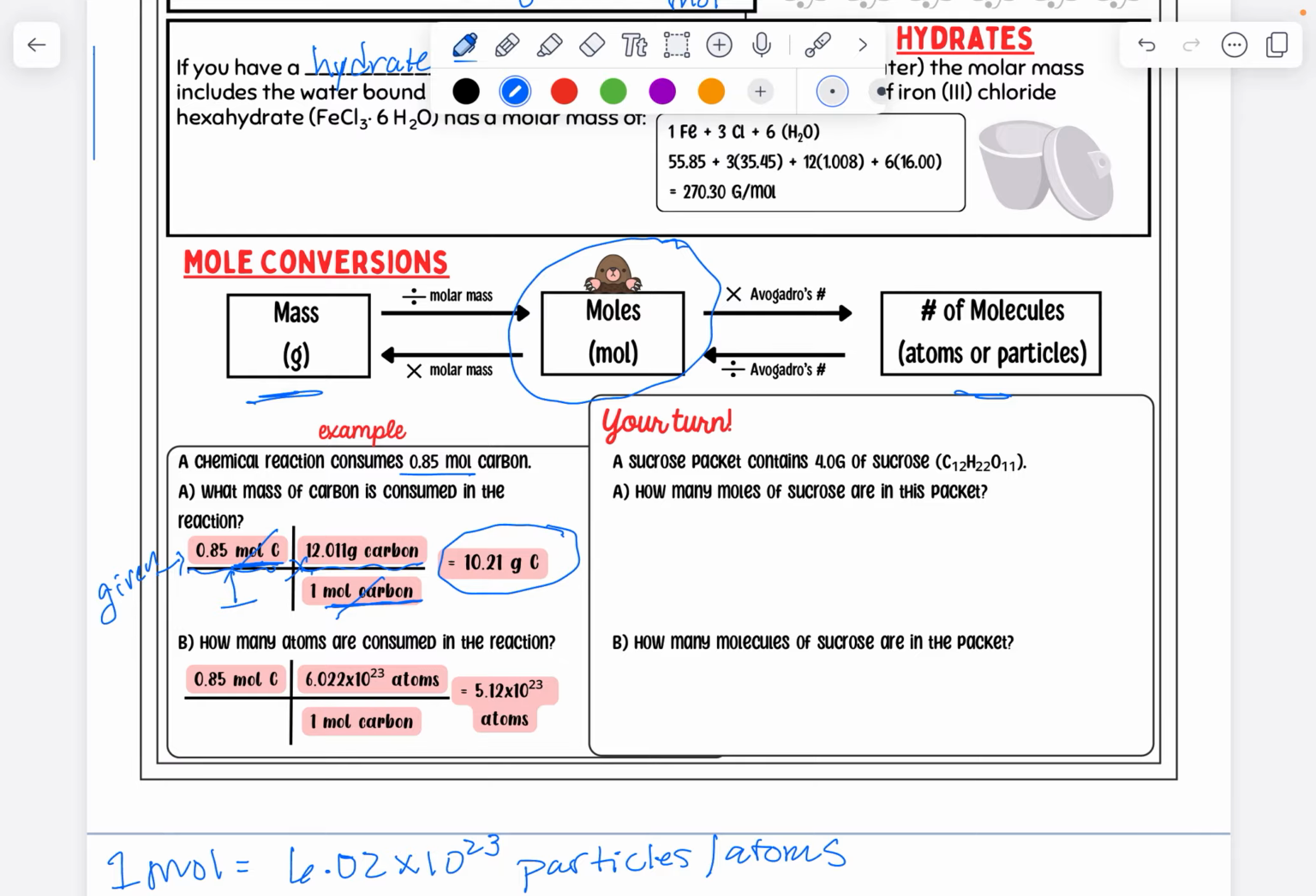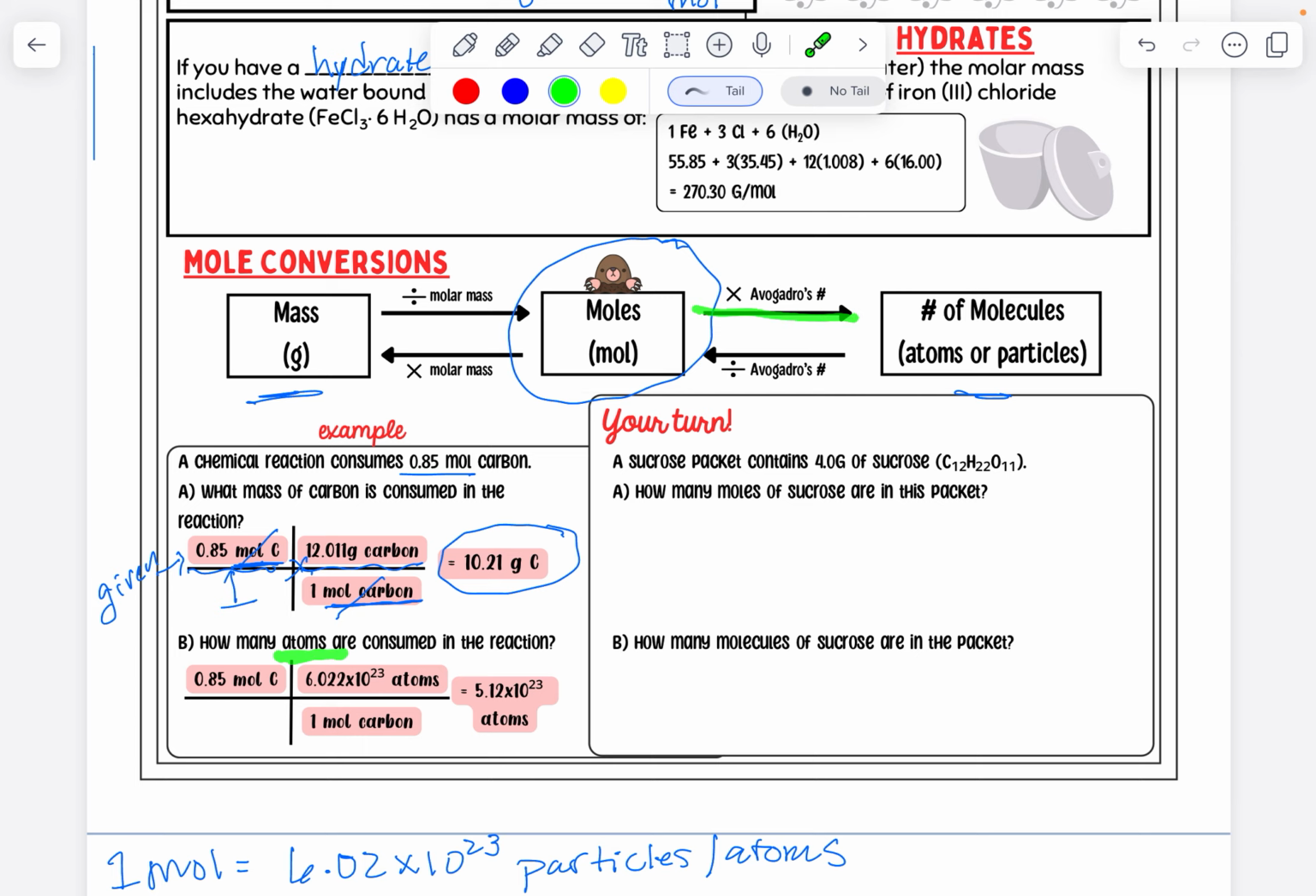Okay? Now what if I want to, instead of finding mass, what if I want to find atoms or particles or formula units? Well, then I have to use Avogadro's number, and that's that 6.02 times 10 to the 23. So here it says how many atoms are consumed in the reaction. So again, if I'm given moles, I'm going to start with the moles. If I'm not given moles, I have to convert to moles first. And I'm going from moles, and I want to know how many atoms there are.